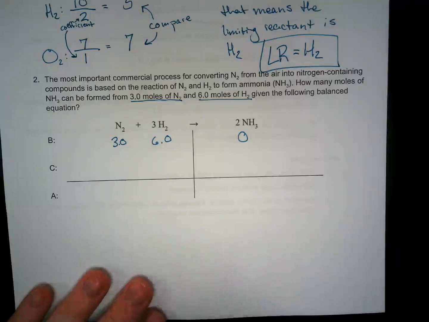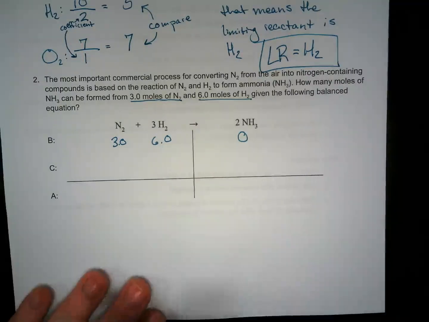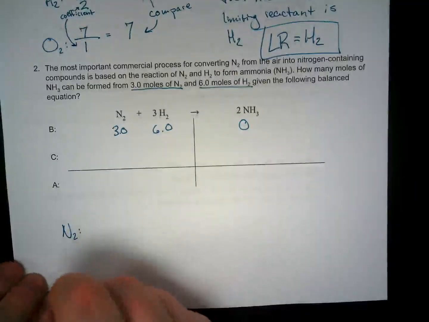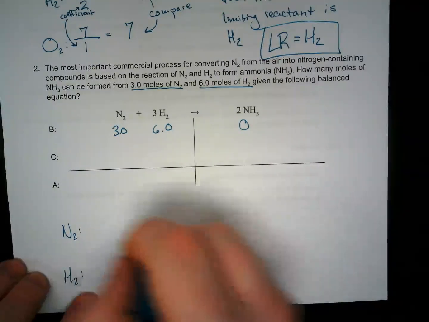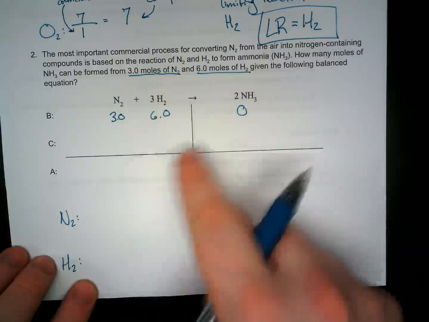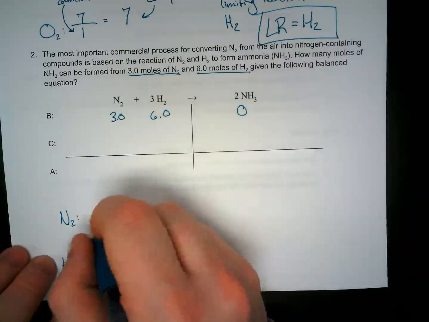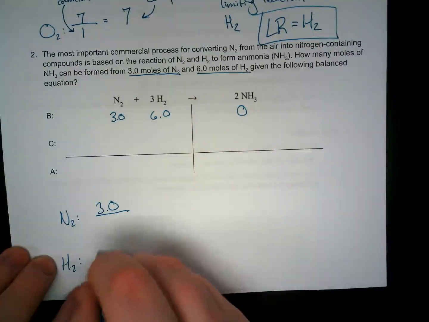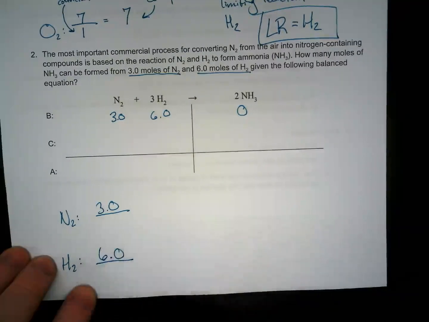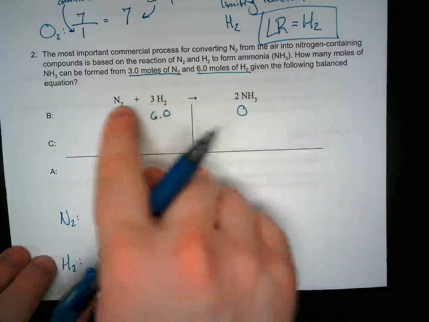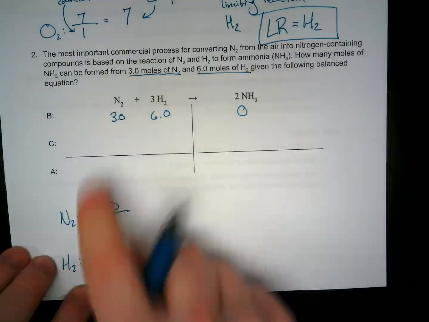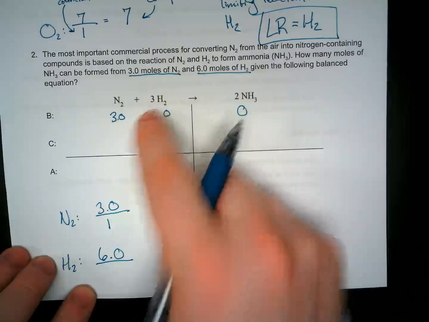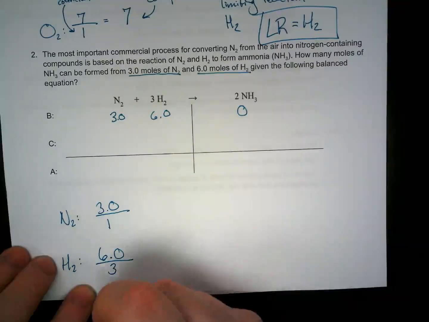And now I have to determine who my limiting reactant is. So I'm going to put N2 down here, H2 down here, and I've got to now write down the number of moles we're given. For N2, it's 3 moles, and for hydrogen, it's 6. That's been given. And now I'm going to look at my coefficients. For nitrogen, it has a coefficient of 1. Hydrogen gas has a coefficient of 3.